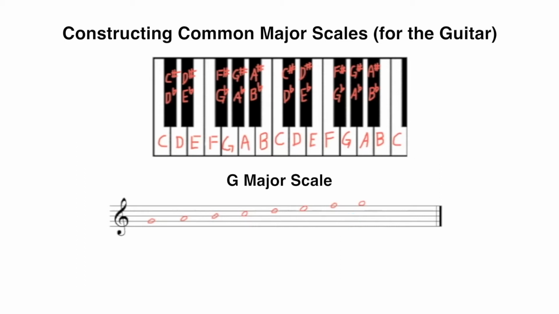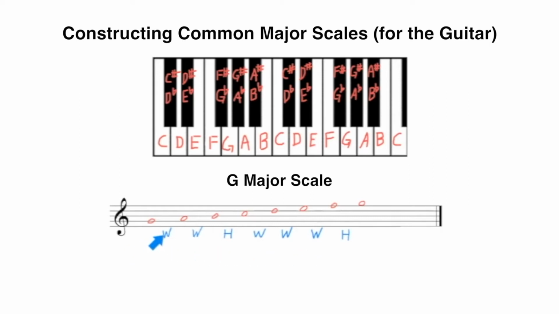The next step is to make these notes conform to the whole, whole, half, whole, whole, whole, half pattern for a major scale. Using the piano as a reference, we can examine the distance between each of these pairs of notes to decide if we need to add a sharp or a flat to any of the notes so that they conform to this pattern.